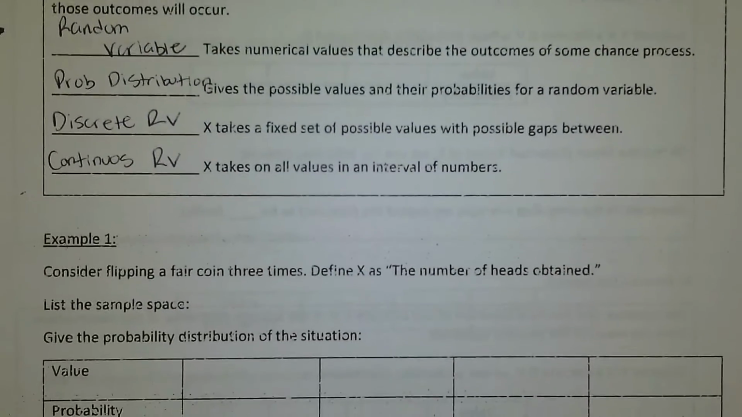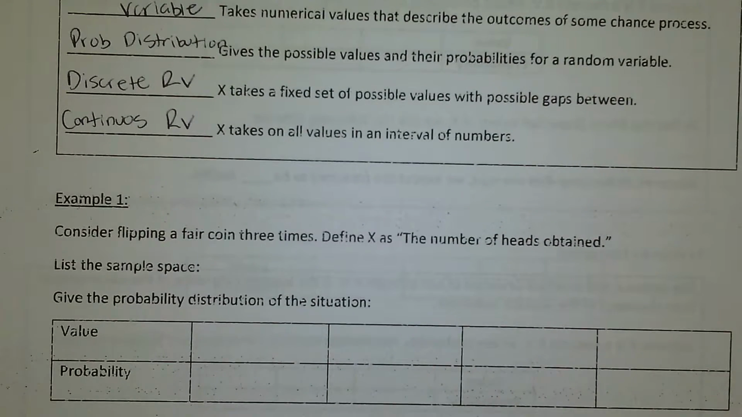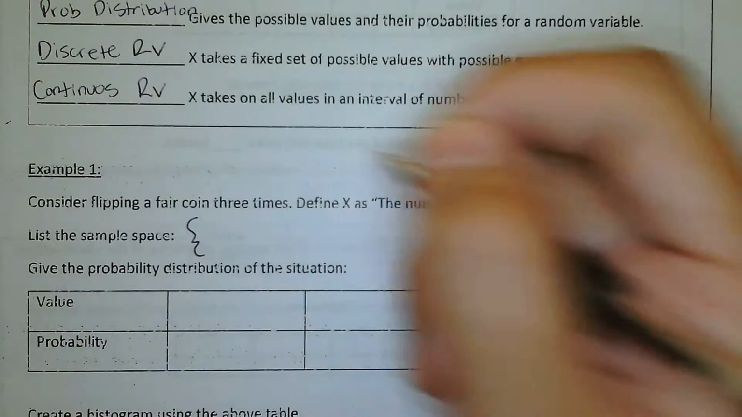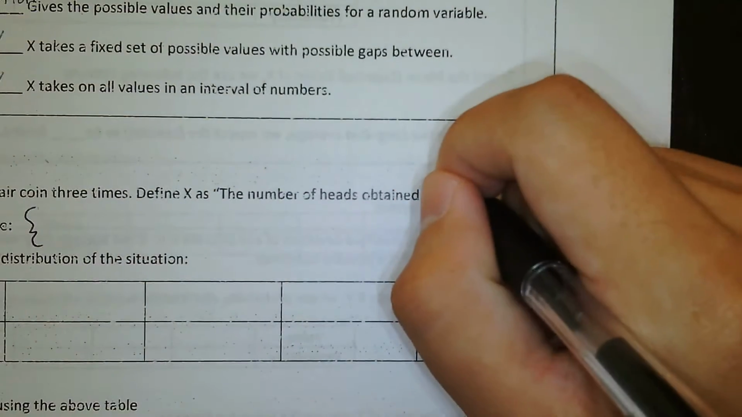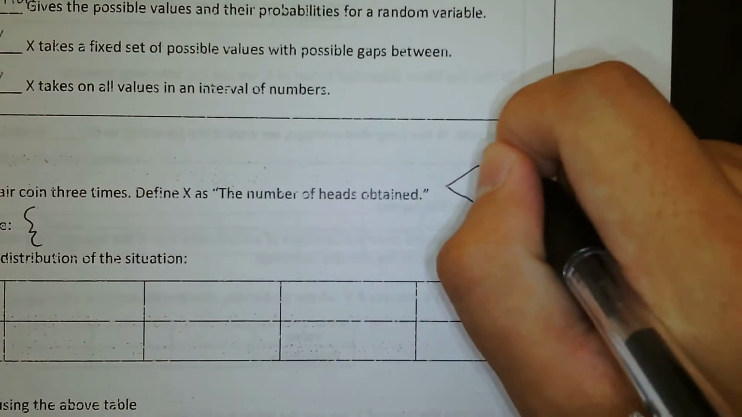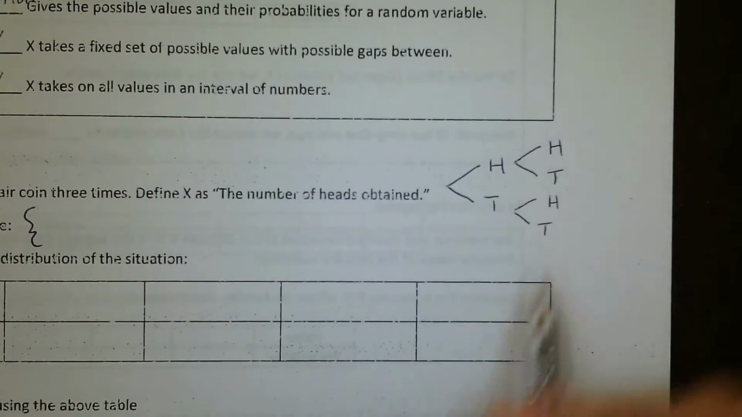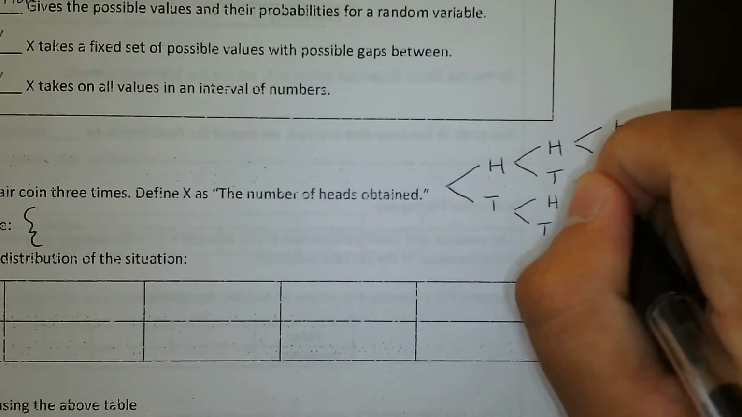Okay, so let's take a look here at some examples. Consider flipping a fair coin 3 times to find x as the number of heads obtained. Okay, and so list the sample space. Remember, we're going to list the sample space as so to indicate the relation. So I'm actually going to start by doing this. My first flip, I can get heads or tails. And then in my second flip, I can get heads or tails for either or, given that the first was a heads or a tails. And then in my third flip, again, I can get heads or tails for each of these flips here.